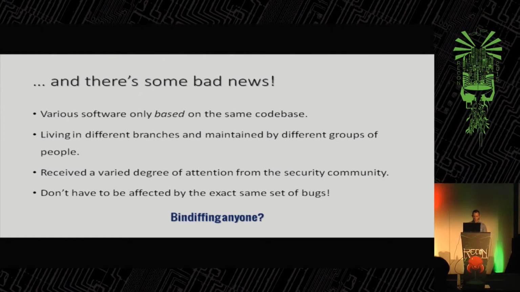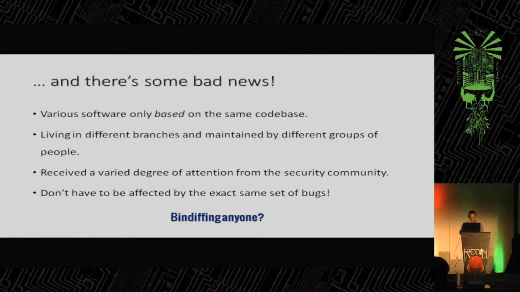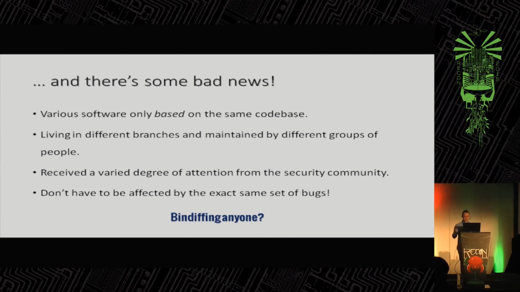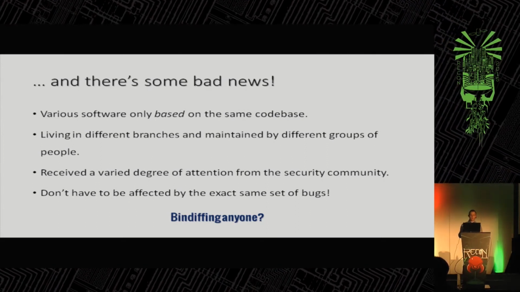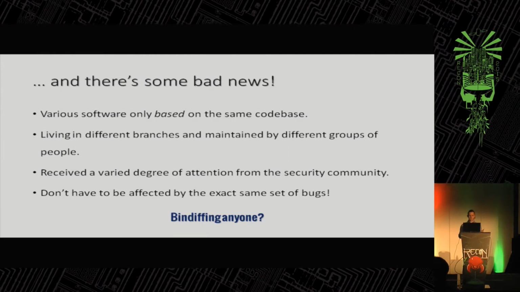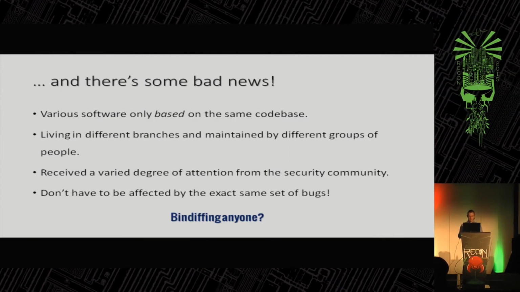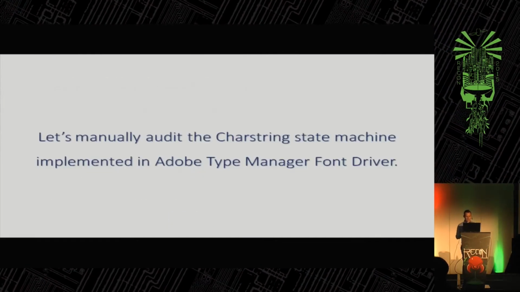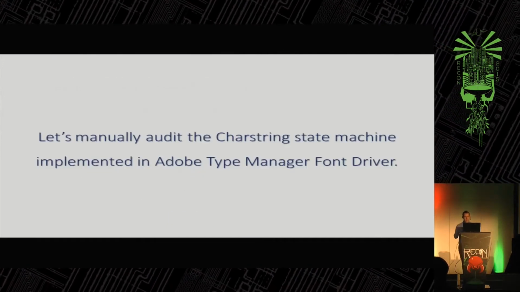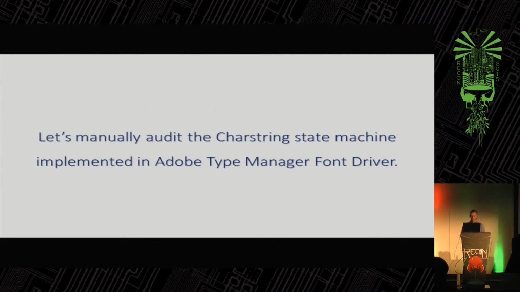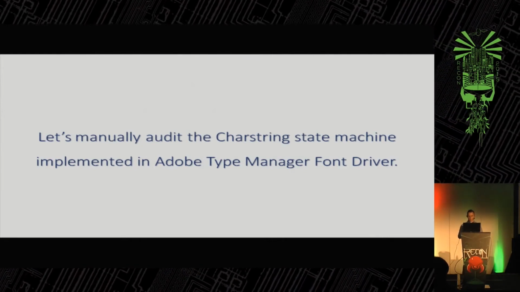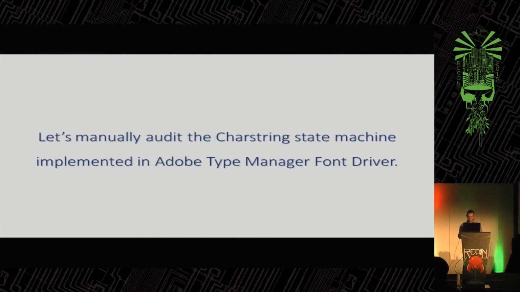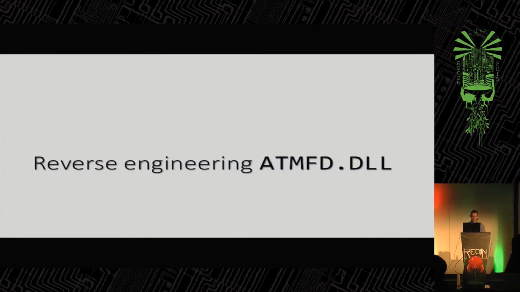So the good news would be that they don't have to be really affected by the exact same set of bugs, right? But this is also bad news, and I think it's more bad news than good news, because you could actually take all of those different code bases and cross-diff them and check what sanity checks exist in some of them and don't in the others, and derive real 0-days from that. So it's not a very good situation. So what I decided to do is to manually audit the Charstring state machine that was implemented in Adobe Type Manager and see if I could find anything there and maybe something that would also reproduce in other software.